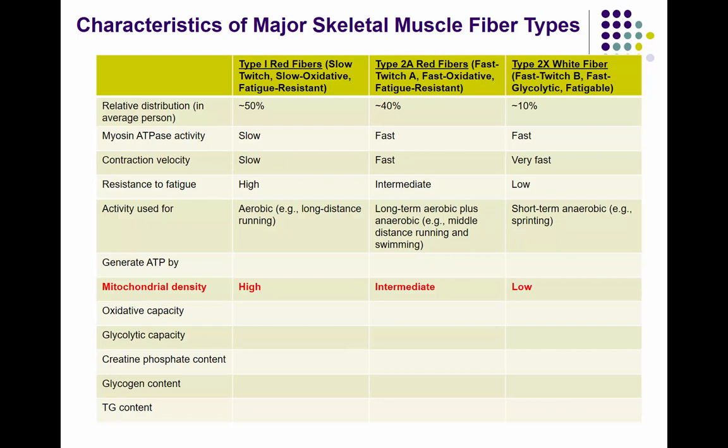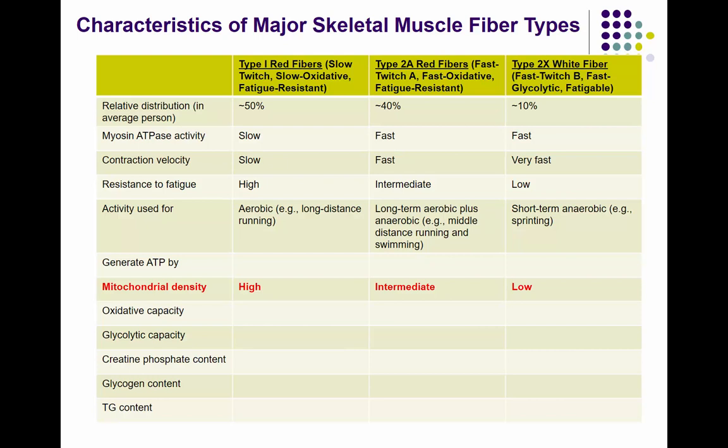And the resistance to fatigue is also different in these three types of fibers. For example, type 1 fibers are resistant to fatigue. That means they don't get fatigued very easily. But type 2X fibers get fatigued very easily. And type 2A fibers are just in between, intermediate.